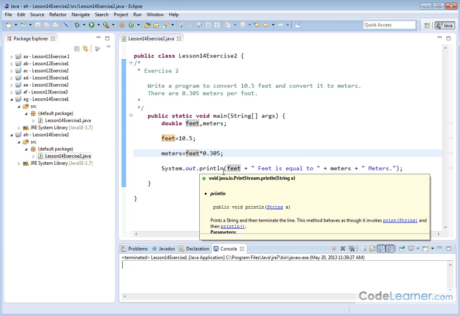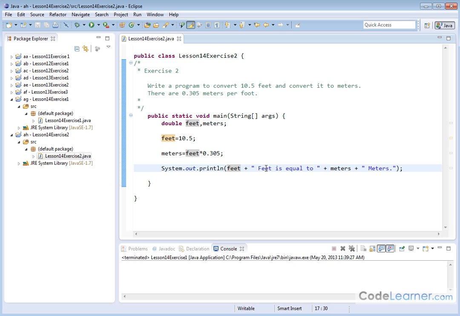Then we do the system out print. This many feet is equal to this many meters. So here's how many feet we have to start with. Here's how many meters we have calculated in the end. And we just sandwich it between some text here to get the result that we're after.